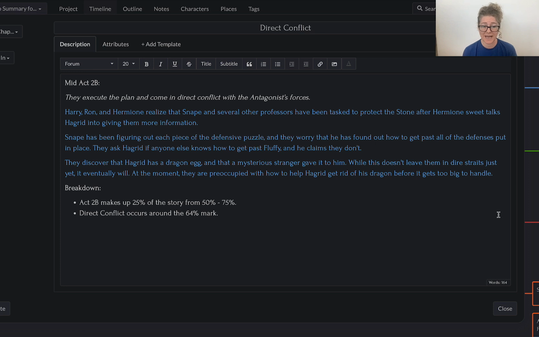They discover that Hagrid has a dragon egg, though, and that a mysterious stranger gave it to him. While this doesn't leave them in dire straits just yet, it eventually will. And at the moment, they are so preoccupied with how to help Hagrid get rid of his dragon before it gets too big to handle that they get a little sidetracked when it comes to what they're doing with Snape and trying to stop him from getting the Sorcerer's Stone.